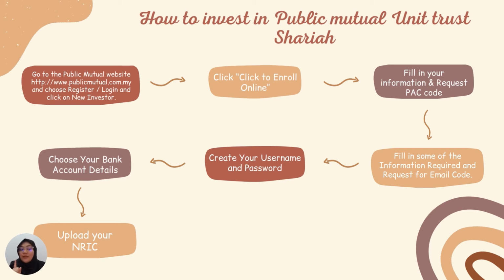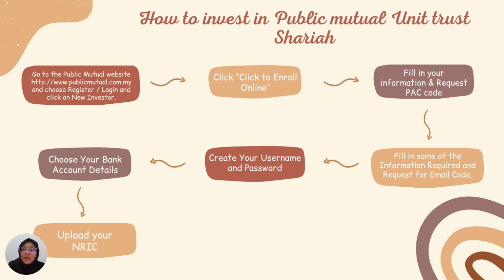So the first one is you have to go to the Public Mutual website, which is www.publicmutual.com.my on your Google Chrome, and then you choose register or login and click on new investor. The second step is you have to click to enroll online. And the third step is you have to fill in your information and request for PAC code. For this section, you only have to key in your IC number and your phone number, and then request the PAC code.